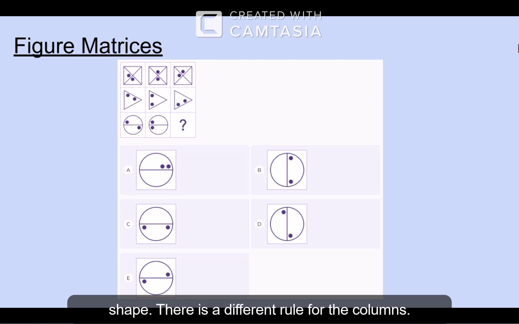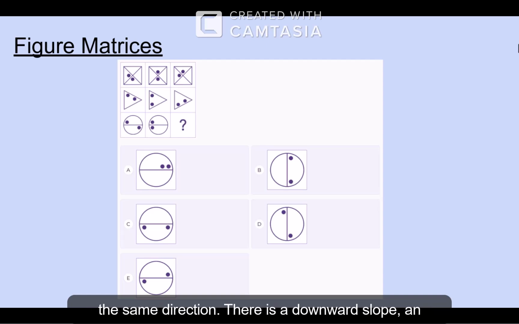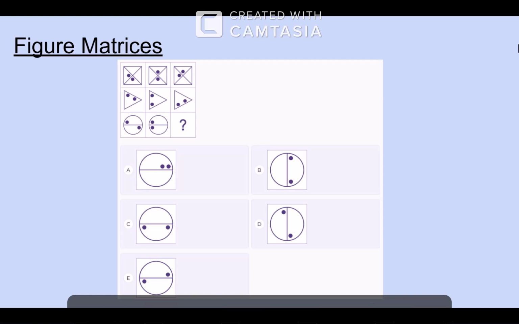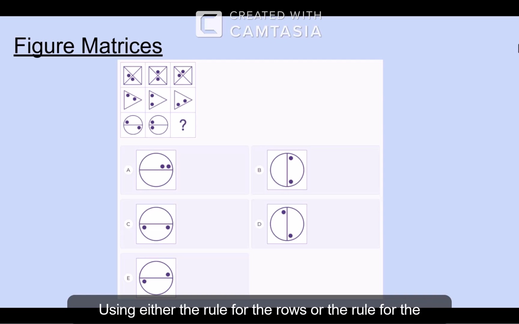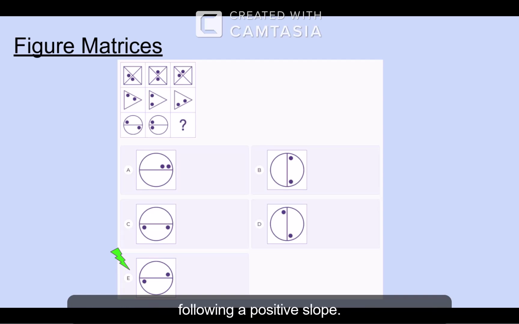There is a different rule for the columns. Look at the first two columns. The rule is 2 dots going the same direction. There is a downward slope, an undefined slope or vertical, and a positive slope. Which figure completes the puzzle? Using either the rule for the rows or the rule for the columns, we find the missing shape is E, a circle with 2 dots following a positive slope.